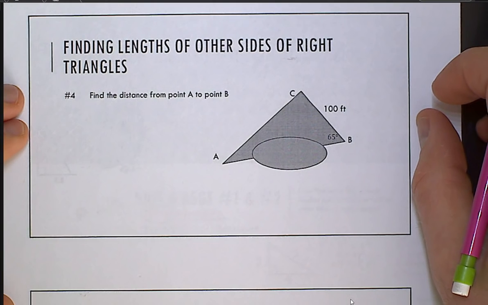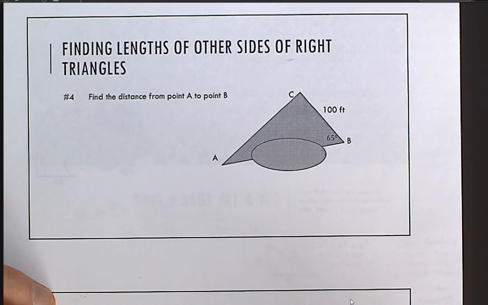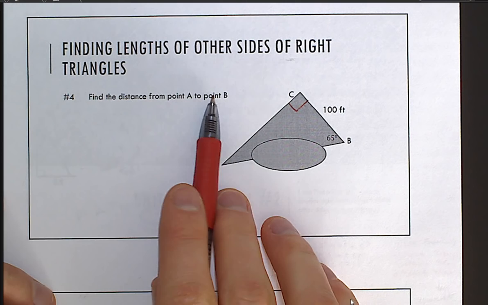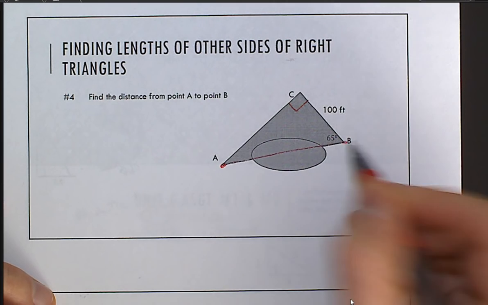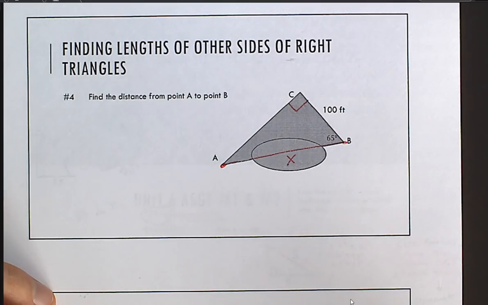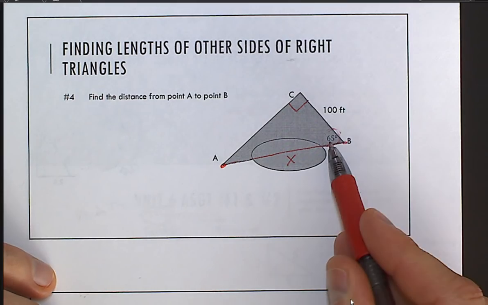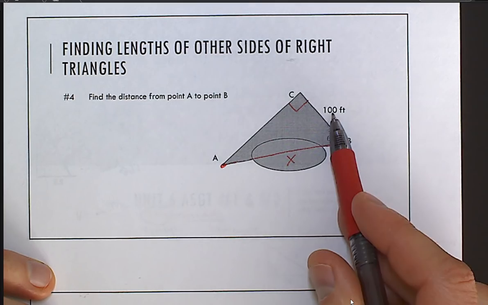So now we're going to just do some basic geometry and finding some side lengths and some angle measures as we go. So I'm going to put my right angle right here, and it says find the distance from point A to point B. So that's from here all the way to here. Don't know why that circle's there. Let's just call that x. So if we want to find x, we're going to use this angle right here of 65, and we're going to figure out what relationship the x and the 100 have to the 65.